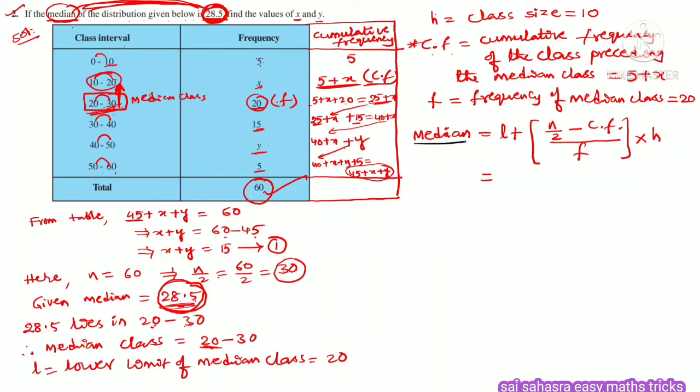First we are observing the median value that was given here. Median is 28.5, so in place of median you write 28.5. L value is 20, so L is 20. After the plus symbol there is a bracket open, n by 2. N by 2 value is 30, minus cumulative frequency CF value, which is 5 plus x.